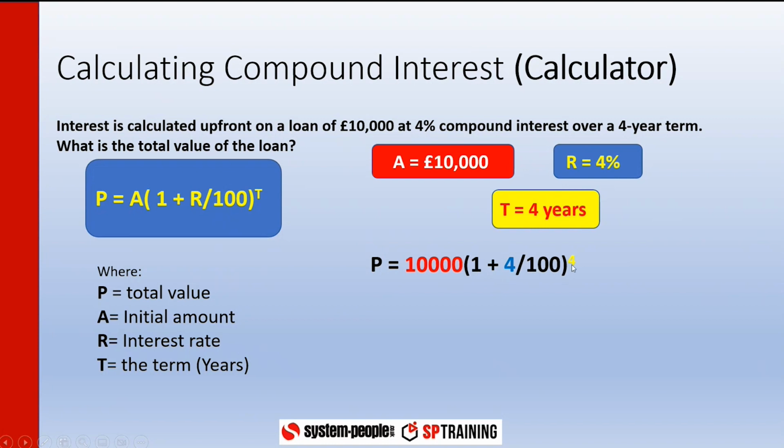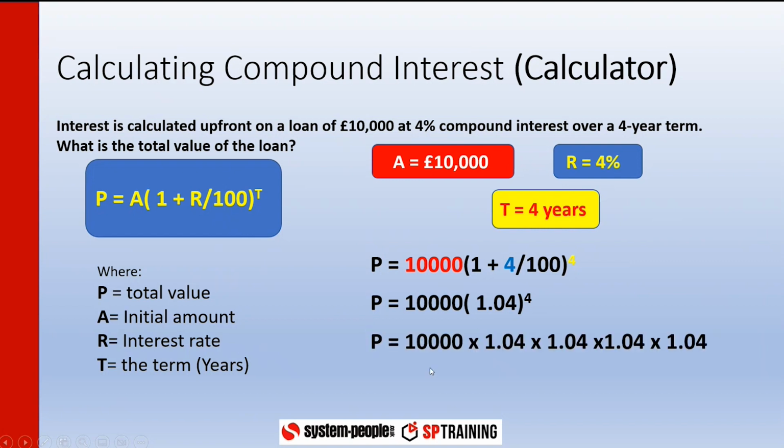Well, inside the bracket, if we do 4 divided by 100, it becomes 0.04. So what we do is we add that to the 1, so we end up with 1.04. If we had 10%, it'd be 1.1. If it was 15%, 1.15 to the power of 4. So if we break that down even further, P equals 10,000 times 1.04 times 1.04 times 1.04 times 1.04.